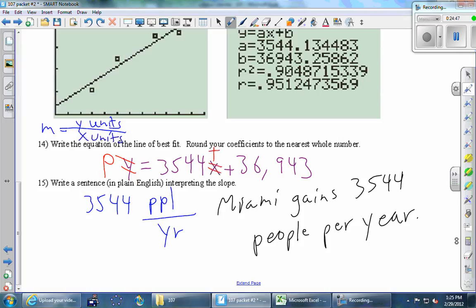Is it true that every year Miami gained 3,544 people? No. Here, we're using a line to try to estimate discrete points, like 4 points were up there. And we're just trying to hit them as close as we can with a line. So there's an average type thing happening here. Roughly 3,544 people were gained per year.